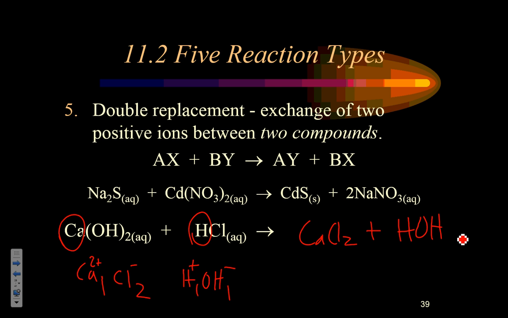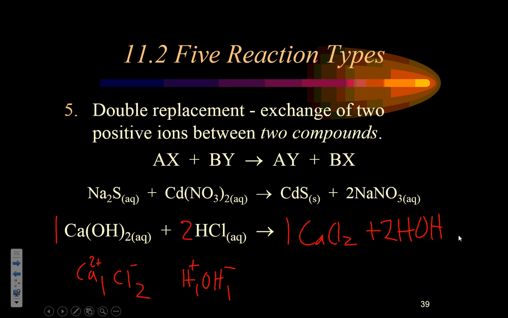Now, because I haven't worried about balancing yet, that's the last thing I need to look at. So based upon those are the formulas that have to exist, what would my balanced equation be? Well, I ended with 2 chlorides, so I got to start with 2. I started with 2 OHs, I got to end with 2. And that gives me 2 hydrogens, 1 Ca, 1 Ca. Looks like everything's good. So it's a 1-2, 1-2 balanced equation.